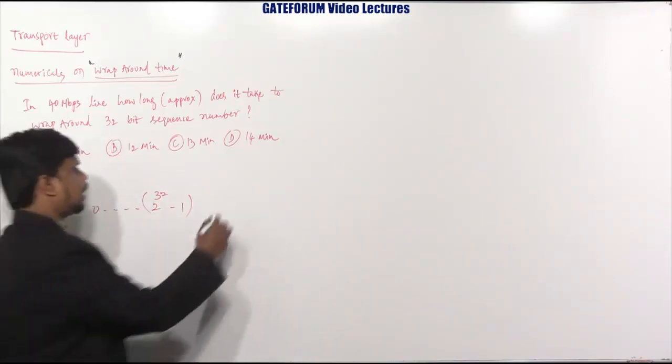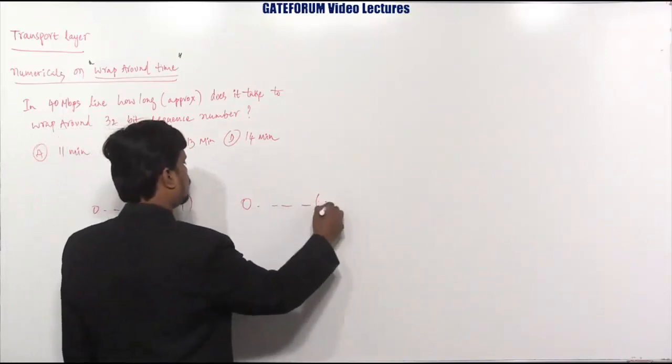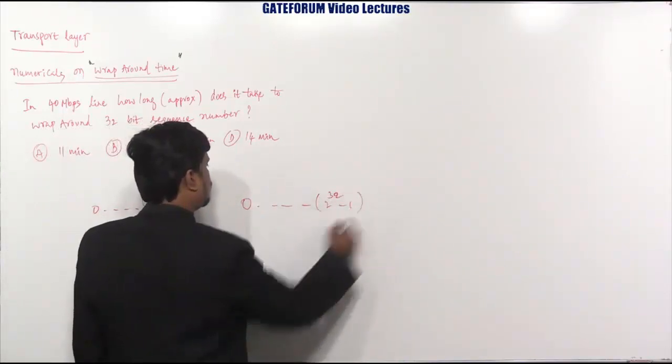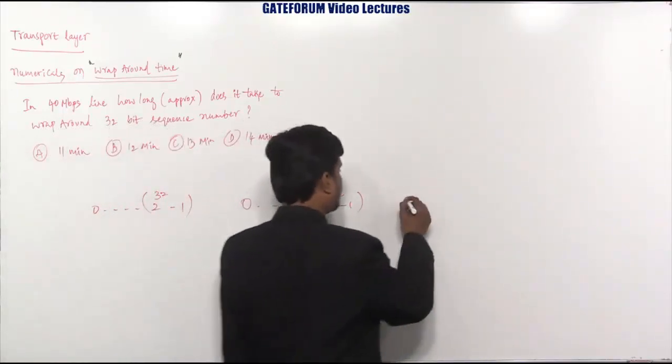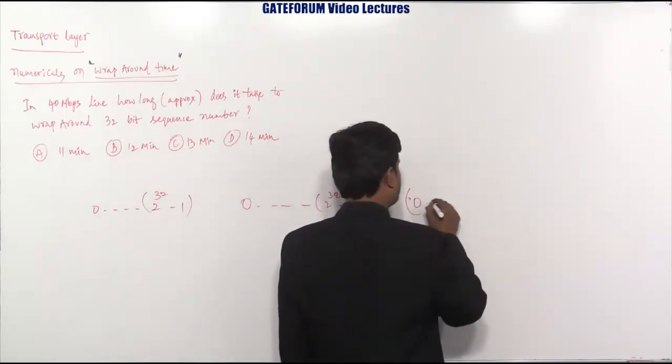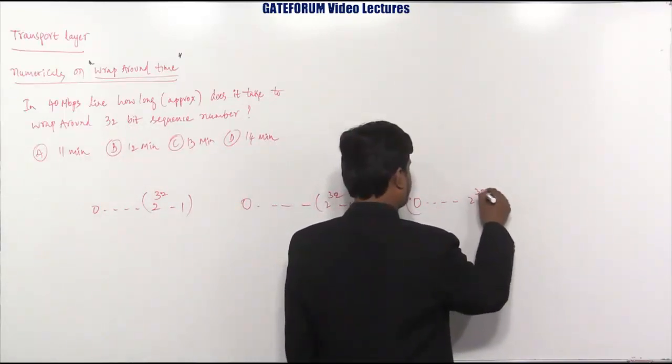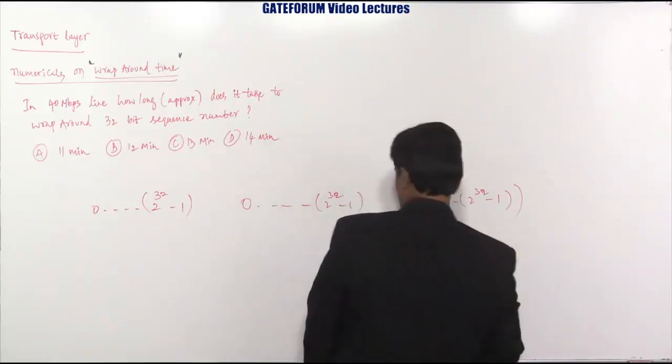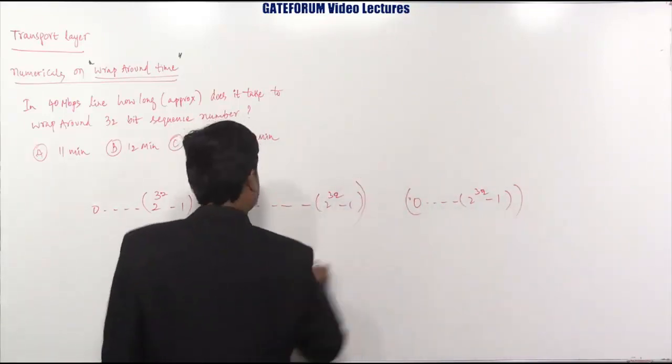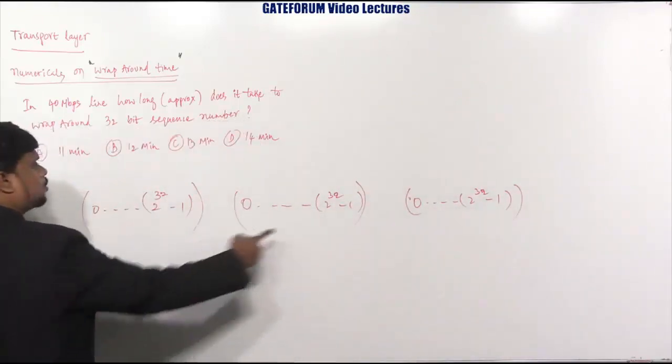These many frame sequence numbers are possible with a 32-bit frame sequence number field. After this, again we can have the same set of sequence numbers. After this, again we are having the same set of sequence numbers. This way it goes. Yes or no? So this is one set, this is one set, and this is another set.